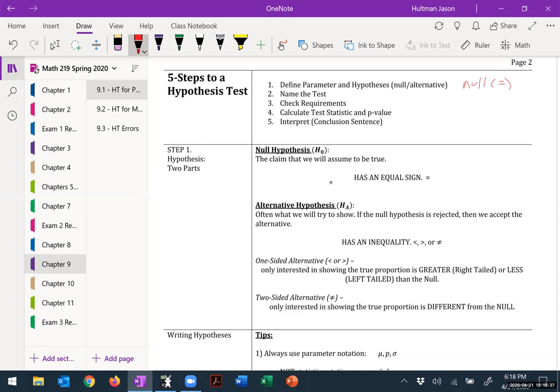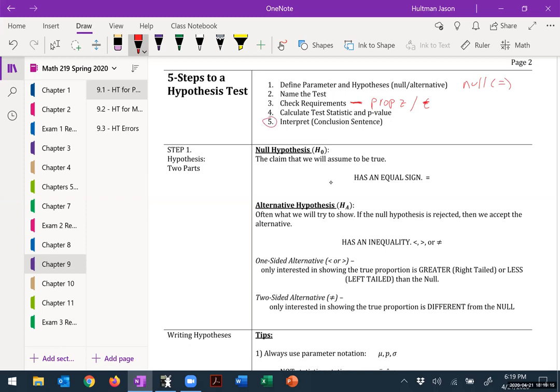Okay, we're going to name the test. What are we testing? We're going to check the requirements. Are the requirements met to use the proportions? Is it a prop Z or is it a T test? Calculate the test statistic and the p-value, and then interpret in a conclusion sentence.